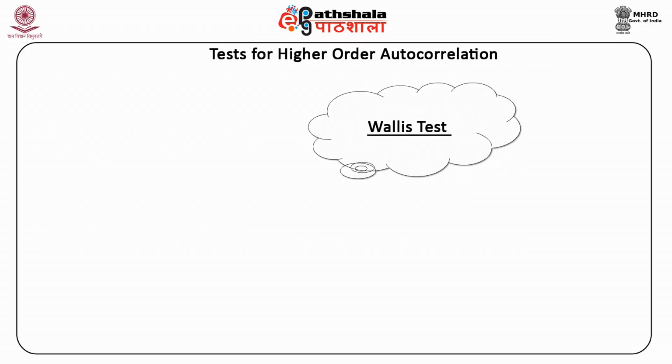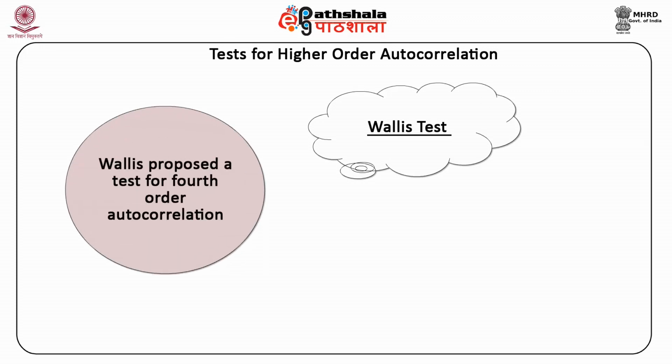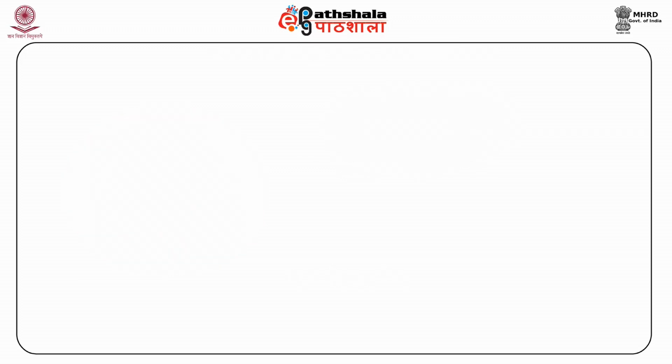Wallis test. Wallis proposed a test for fourth order autocorrelation. If the disturbance term is characterized by fourth order autocorrelation, then we can write UT is equal to phi 4 into UT minus 4 plus epsilon t.